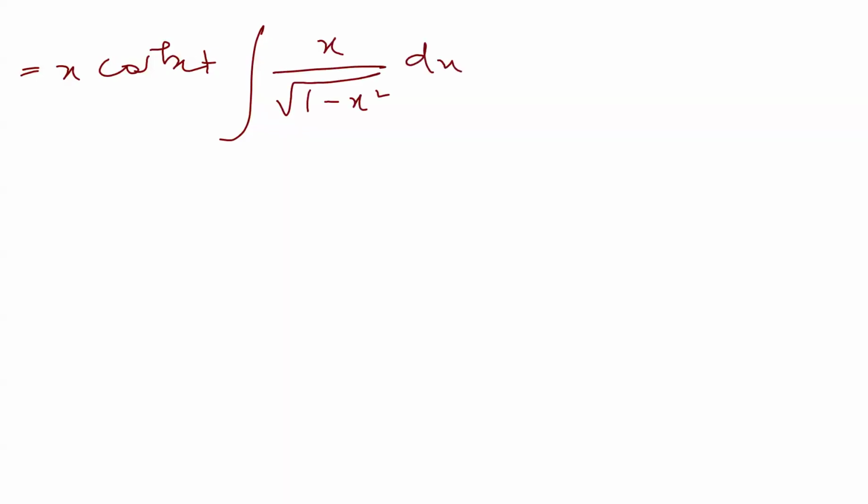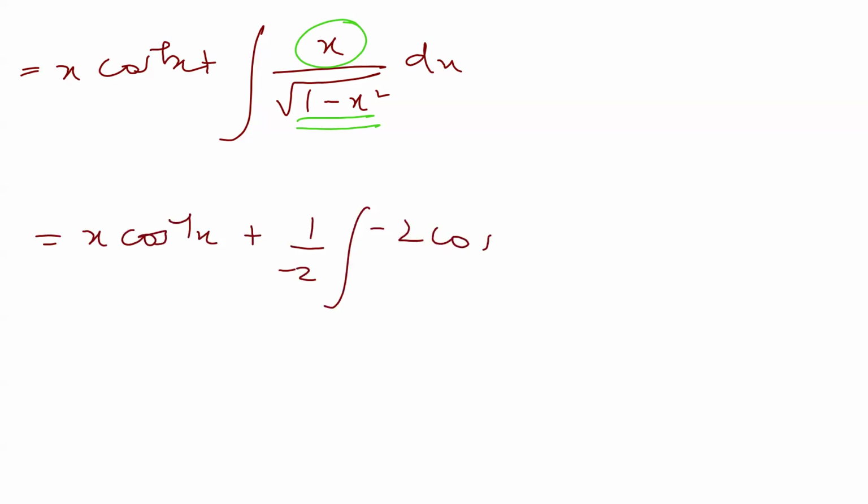Now this is pretty simple. See, the derivative of this term within the root is minus 2x. So we just have to make this minus 2x. Multiply and divide with minus 2. x cos inverse x, divide with minus 2, multiply with minus 2.